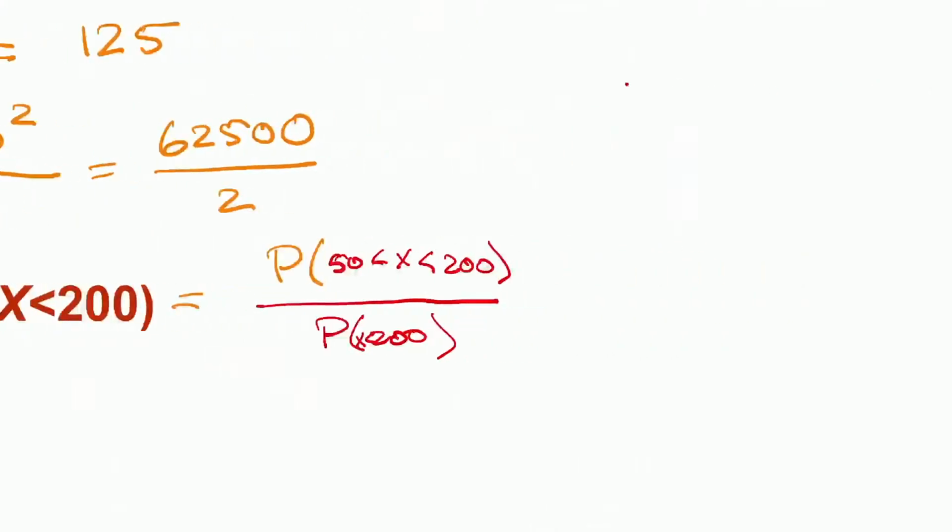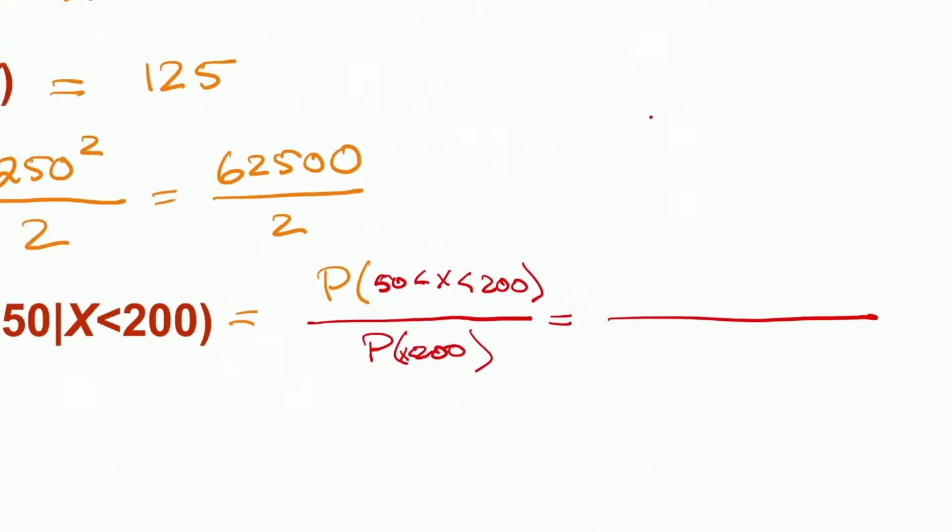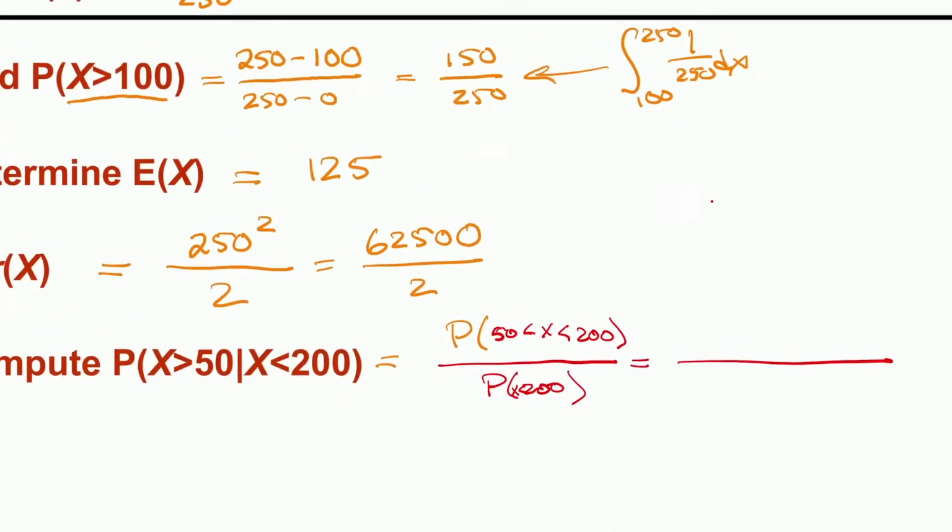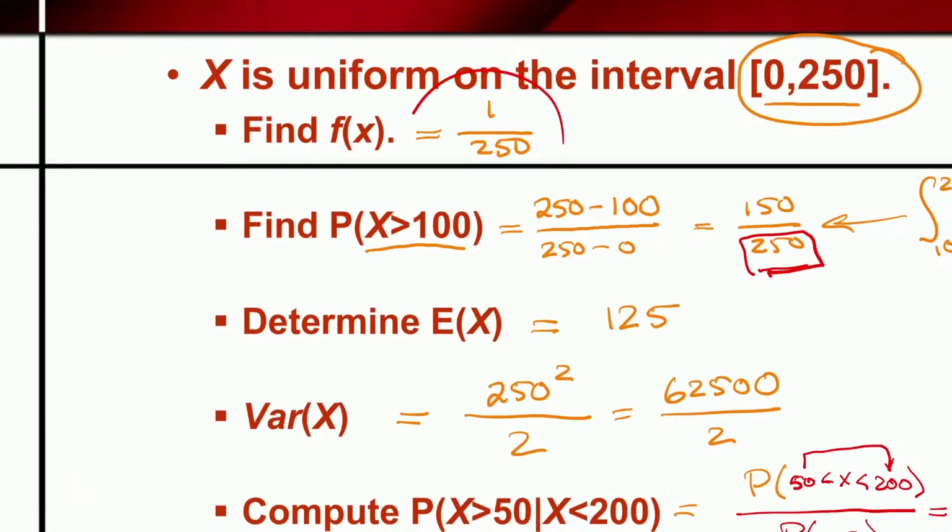Okay, so first things first, we can do the top. That one's pretty easy. Nolan, what did you get for the probability that x is between 50 and 200? So what's the difference between 50 and 200? Yeah, it's 150, very good. And what's the denominator going to be? Oh, very good, 250, because that's the thing that we had up here.